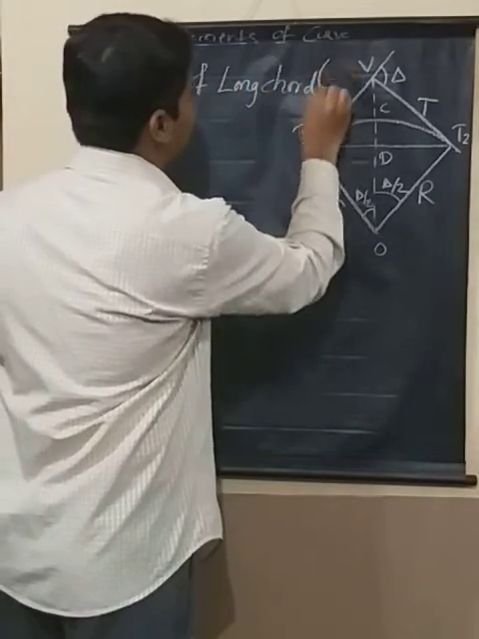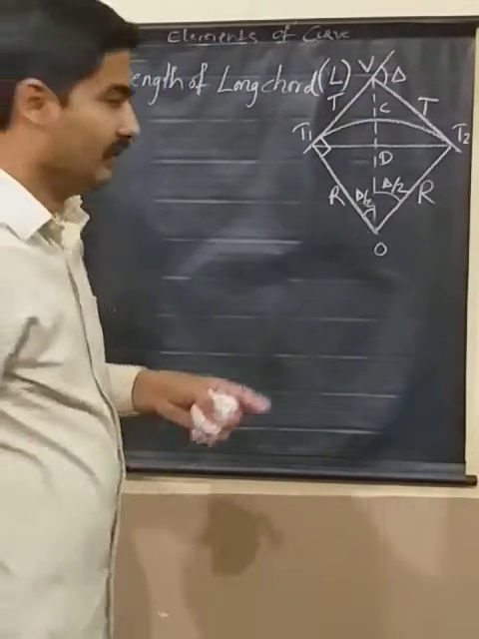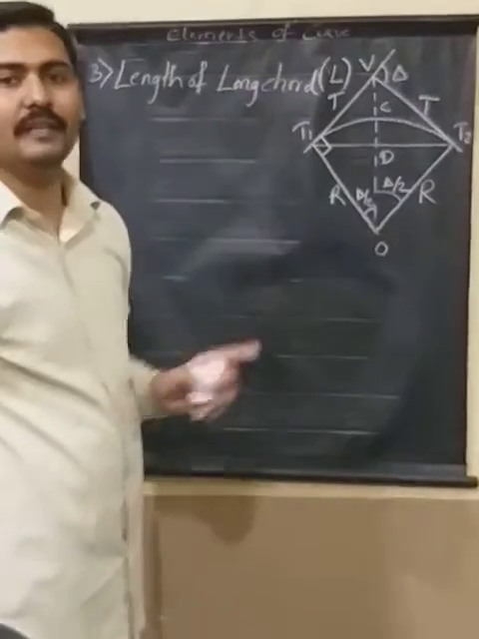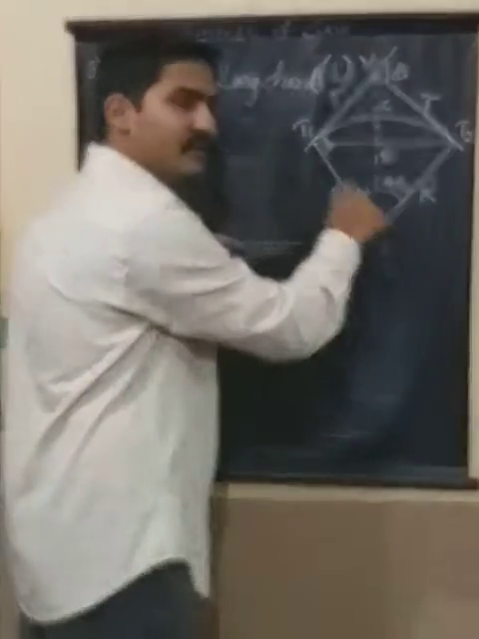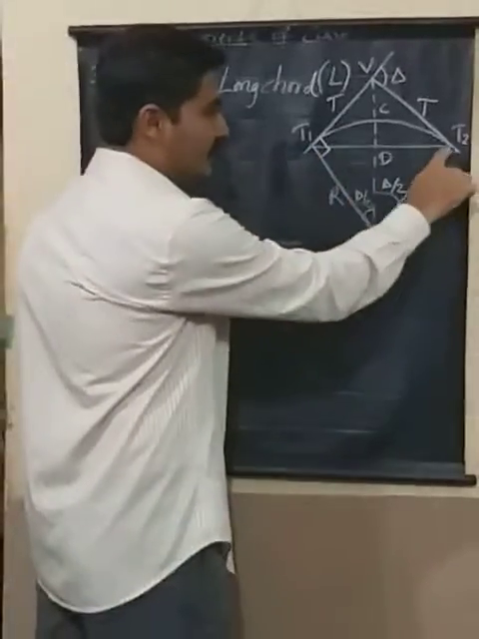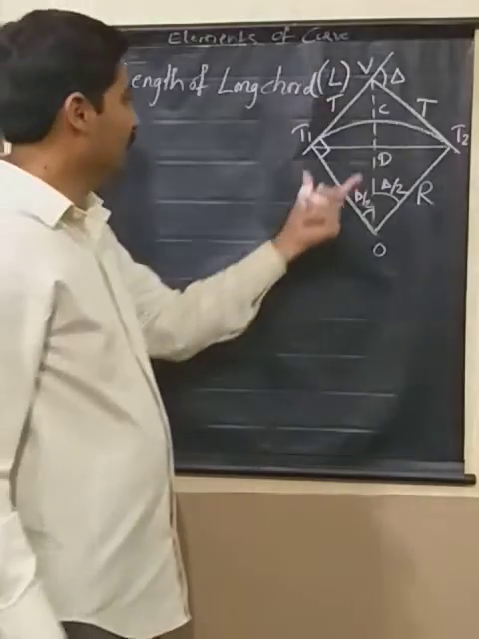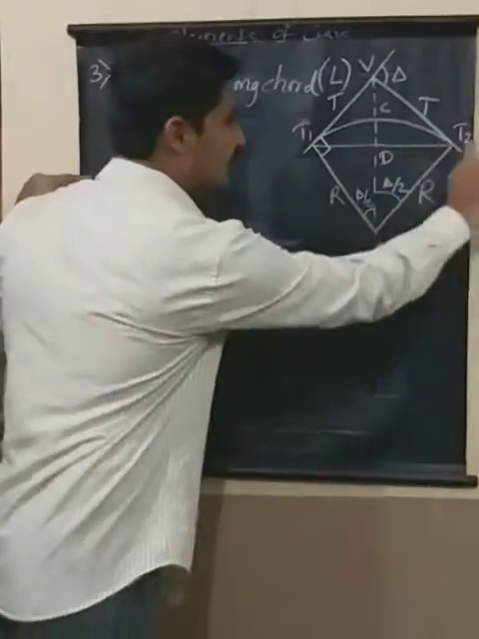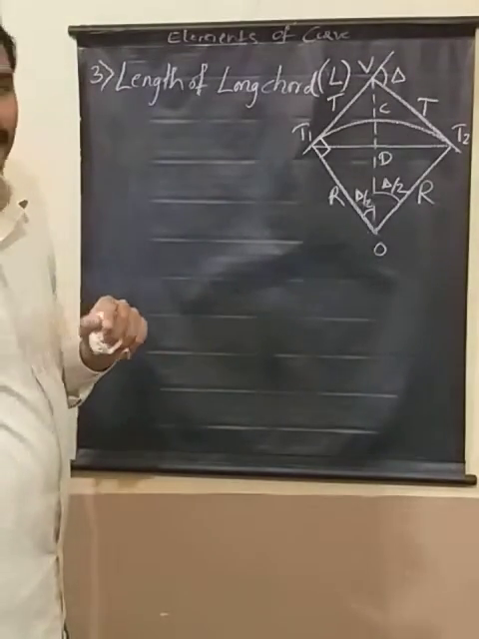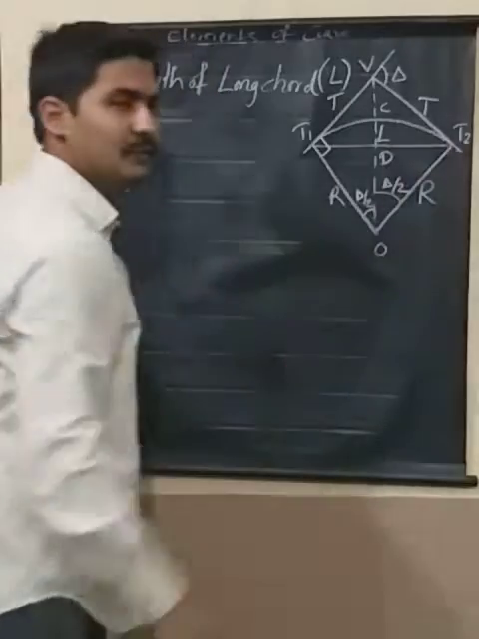Length of long chord, and it is designated by capital letter L. So I am going to find out length of long chord now. Now if I have to see where the long chord is, it is here, T1, T2, the straight line. The longest chord of the curve is the one what you can see here as T1, T2. This total length is L, right? L is the total length.